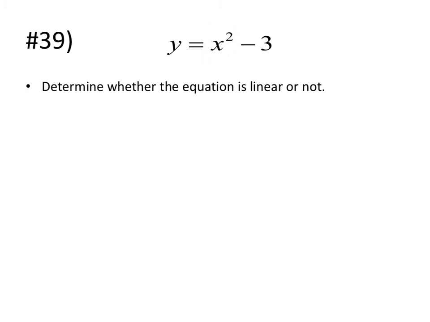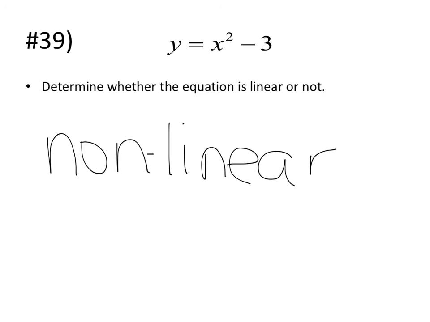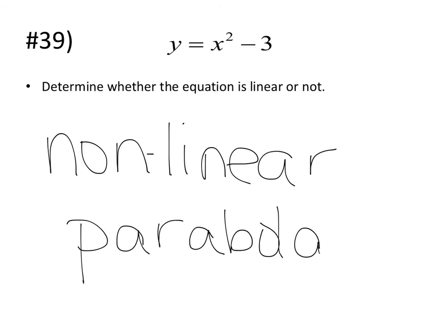Is x being raised to a power greater than 1? Yes. So then you immediately know this is nonlinear. And why? Because it's a parabola, because of the x squared.